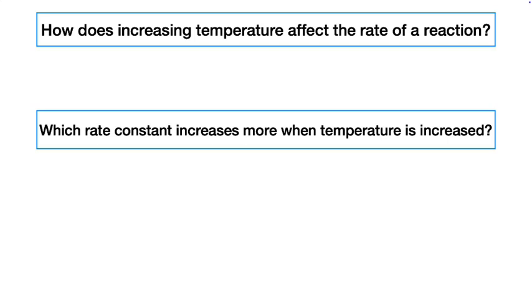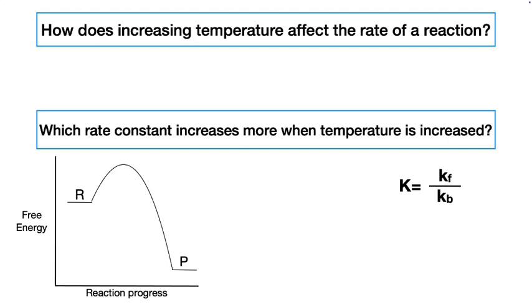So which rate constant increases more when the temperature is increased? That can sound a little bit weird, so something that we could do to help with this is start to bring in some of the information that we already know about our rate constants, and in particular, when we're talking about equilibrium. So what we could do is look at an energy diagram. This is just an example energy diagram, and we'll come back to that in a second.